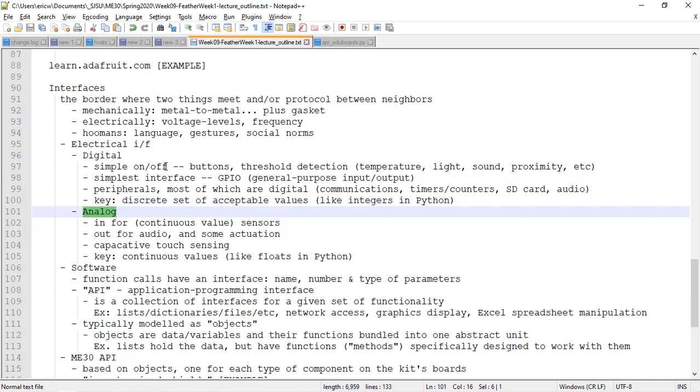So light can also be the same way. It can be treated digitally as a too light or too dark kind of thing. Sound also: if there's sound or not, it doesn't have to be some sort of thing that listens and figures out what the sound is. It could just be, oh, there was a noise, right?